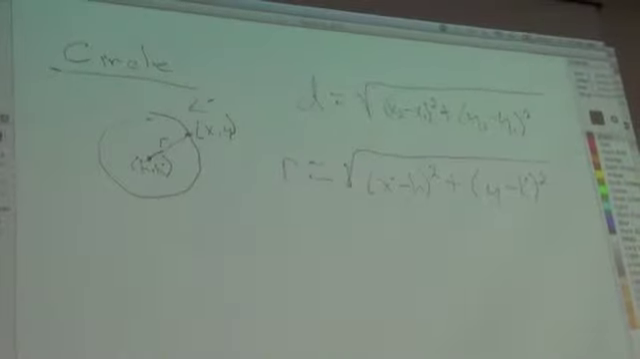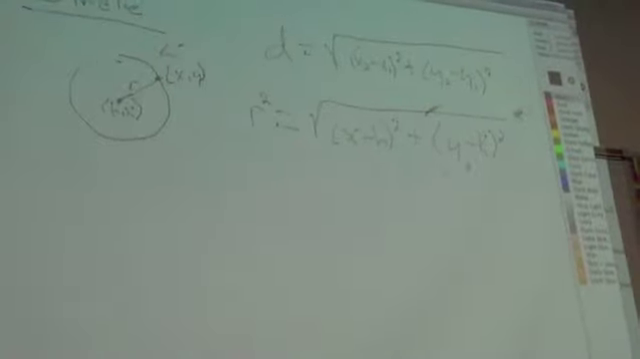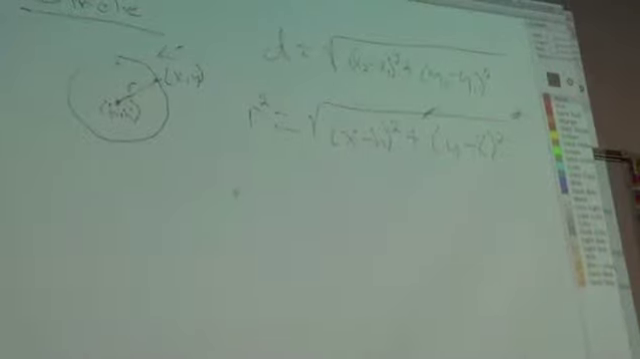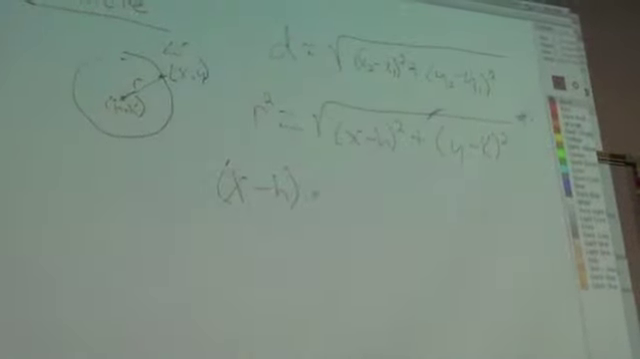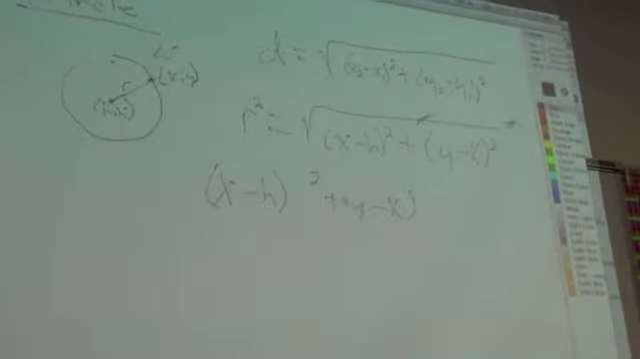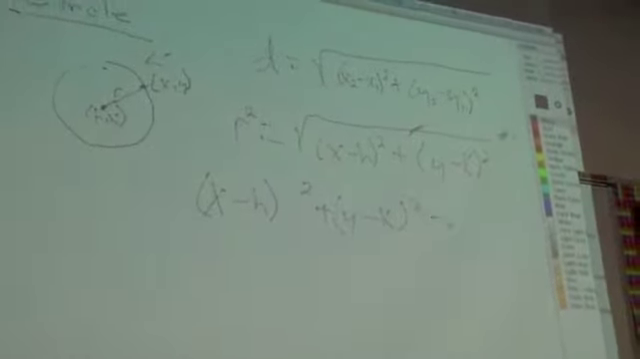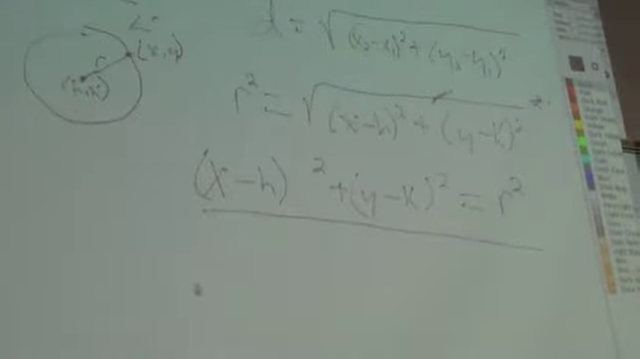Alright, now I'm going to square both sides. So when I square this, it becomes r squared. When I square this, the square root and the squared cancel each other out, and I have the general form for a circle. So the only thing I'm going to do is flip the order and put the x minus h quantity squared plus y minus k quantity squared on this side. And I'm going to move the r squared over to the other side, and I'm done. There's the general form for a circle. Any questions?